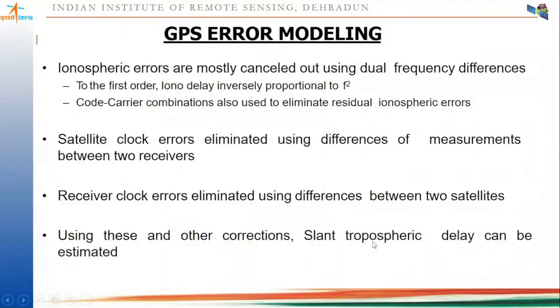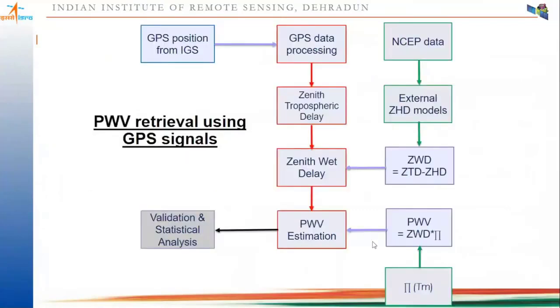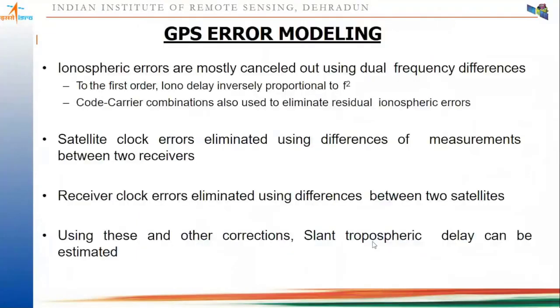Slant means that at different elevation angles, the tropospheric delay will be different. This can be estimated, and this length can be converted into the zenith tropospheric delay. So that is basically called the zenith tropospheric delay.